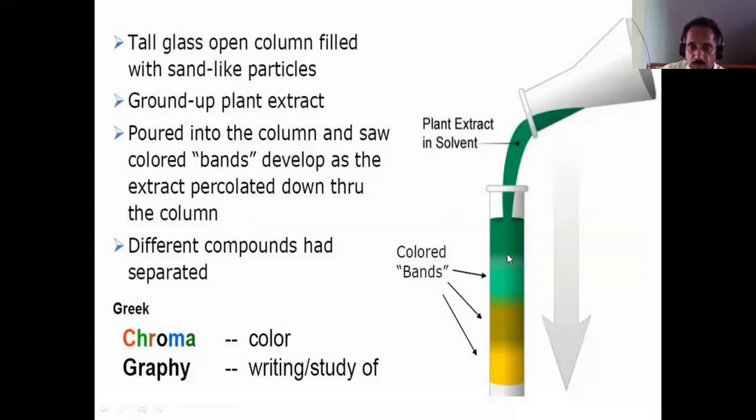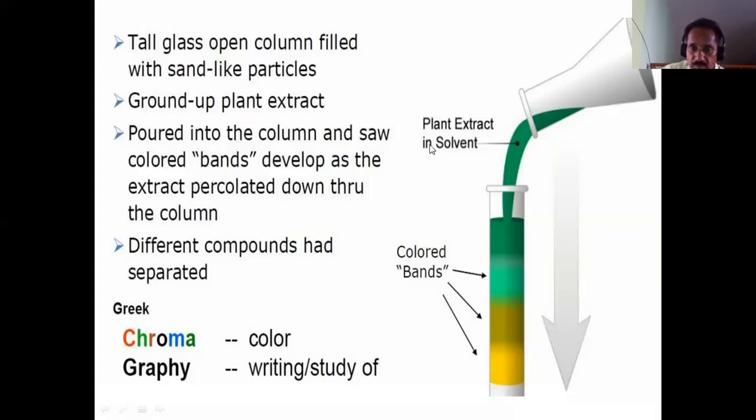When it is poured over the top of the column, the different compounds are adsorbed throughout the length of the column in the form of bands. The compound which has high adsorption capacity is adsorbed at the top. You can see here the green compound is adsorbed at the top, then the light green compound in the next position, then the yellowish brown, then the yellow compound. In this way, the compounds present in the plant are adsorbed throughout the length of the column in the form of bands.